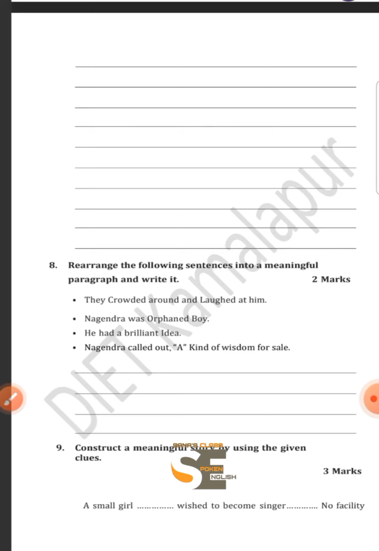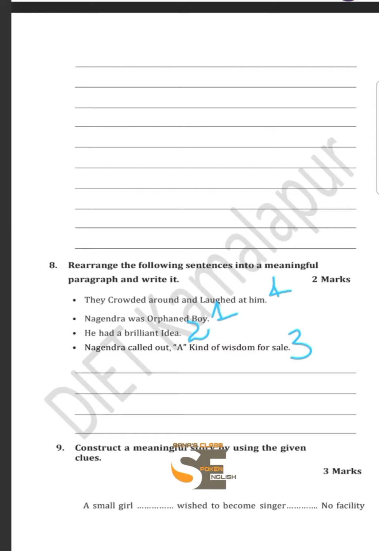Okay, so tell me the numbers, which is the first, second, third, fourth. First event is Nagendra was an orphan boy. Second, he got an idea. Number three is Nagendra called out a kind of wisdom for sale. And then at last, all the people crowded around and laughed at him. All these are, 4, 1, 2, 3 is the order.